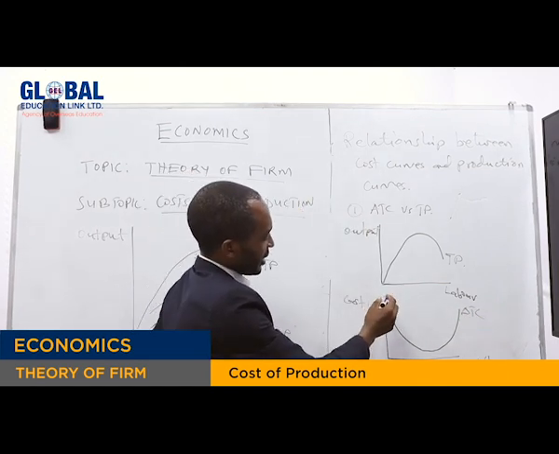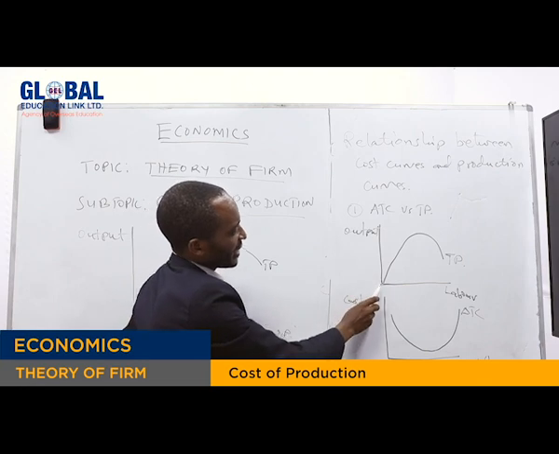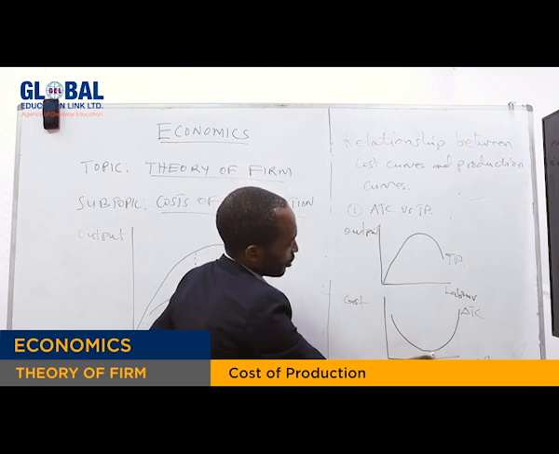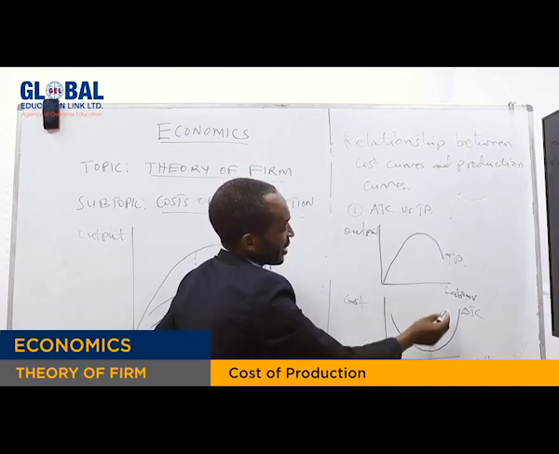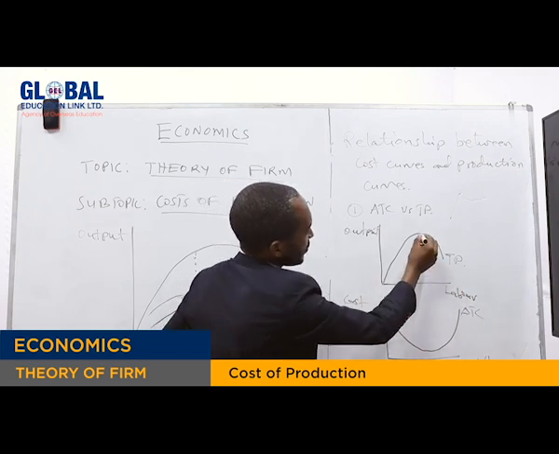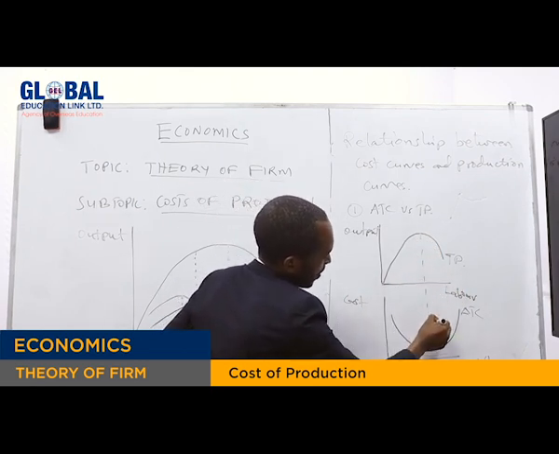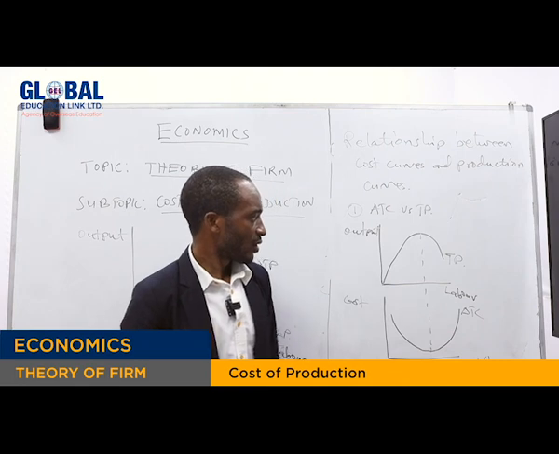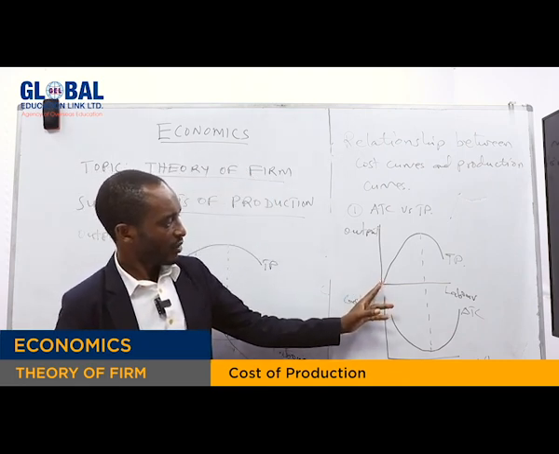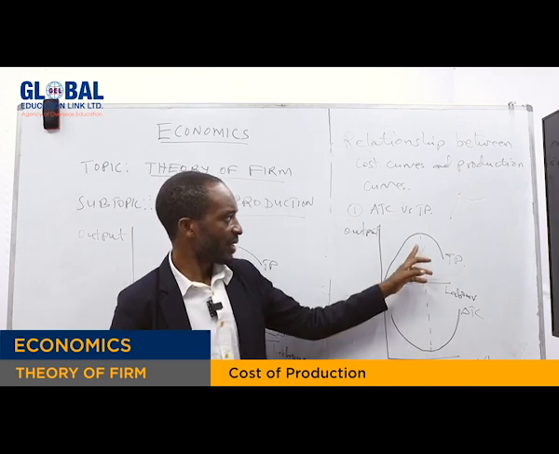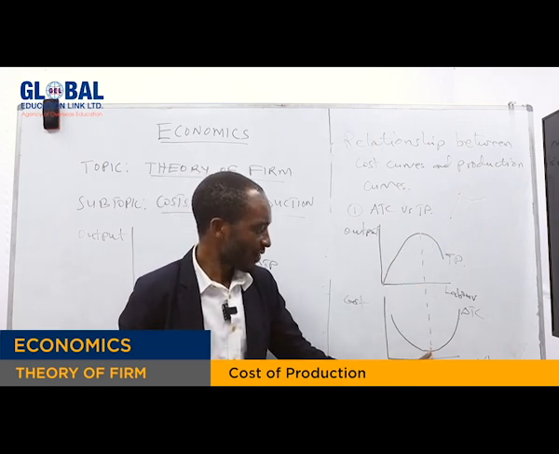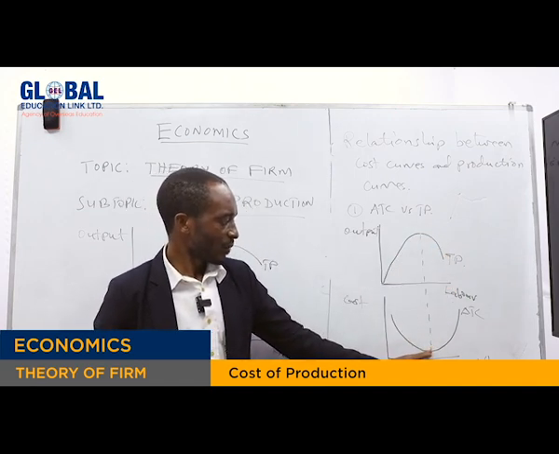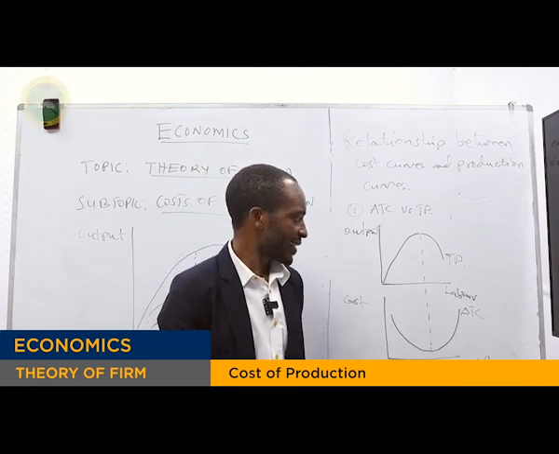When output increases, average total cost declines. When output reaches a maximum, average total cost will be at a minimum. When this starts to diminish, this will start to increase. So this is the relationship between the total product and the average total cost. When the total product increases, cost declines. When total product reaches a maximum, average total cost reaches a minimum. When total product starts to decline, the average total cost starts to increase.